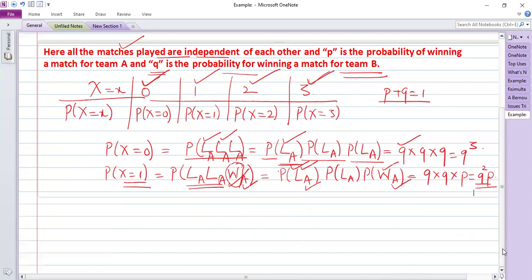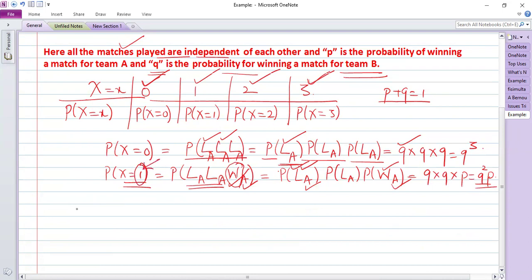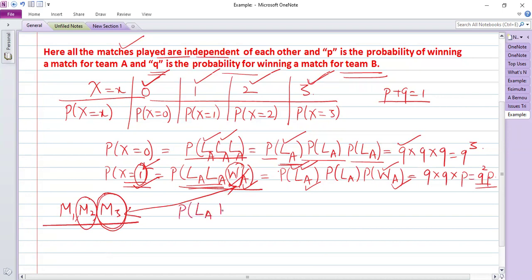But please mind this one match which is won by team A. It can be any of the three matches played. Suppose match one, match two, match three. There are three matches played. In this case, I have taken the third match, the third match is won by team A. But this single match can be the second match also. It means we can have the case LA, WA, LA. We have this case also.